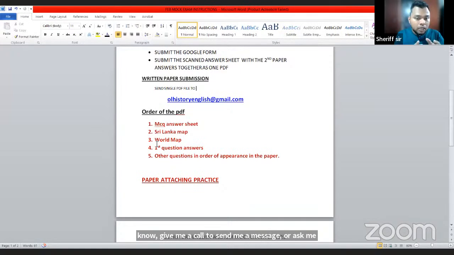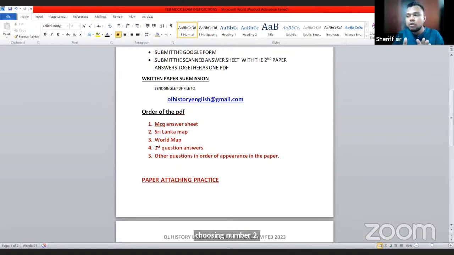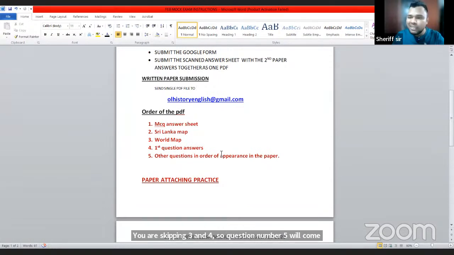And then in order of appearance, that means number 2, number 3, number 4. So if you are choosing number 2, question number 2 will come after question number 1. Then you are choosing question number 5, you are skipping 3 and 4. So question number 5 will come, 6 will come, 7 will follow, like that. Everything should be in order so that it's easy for me to mark.